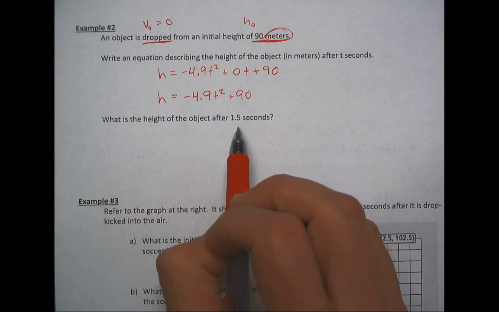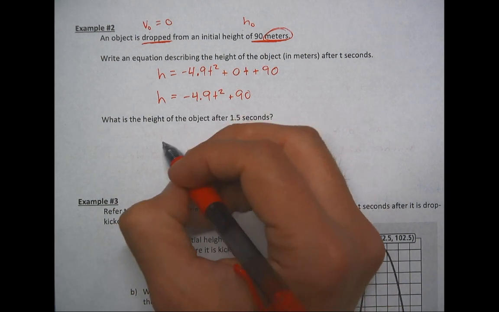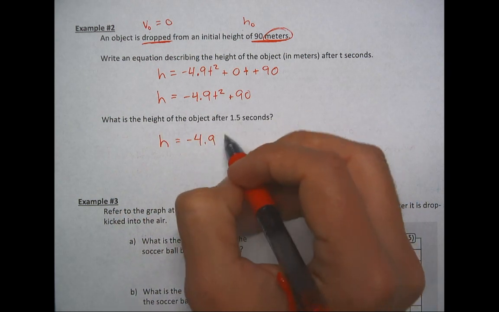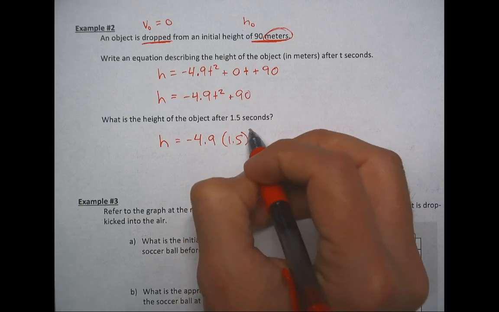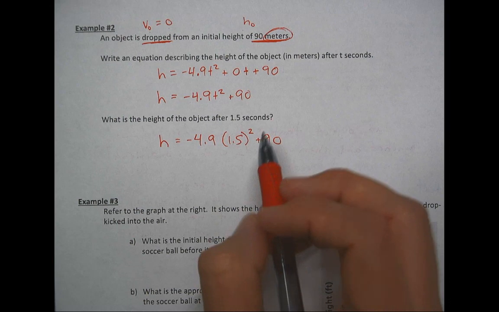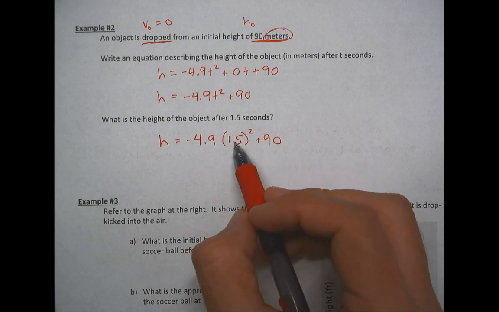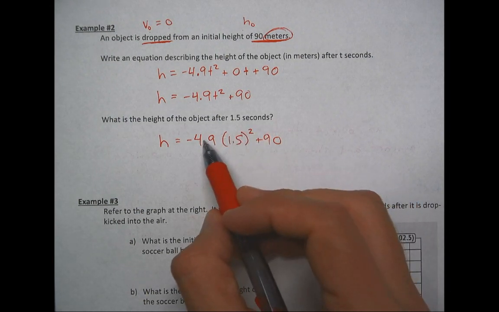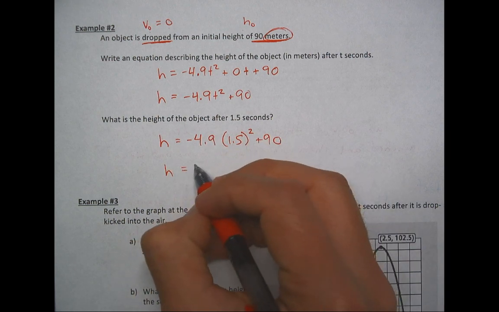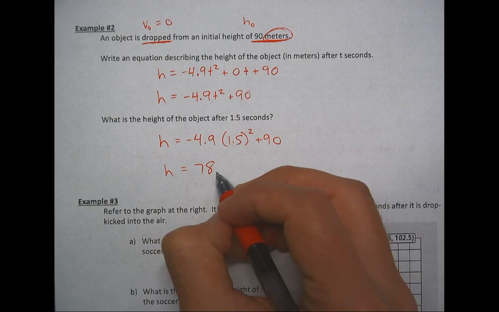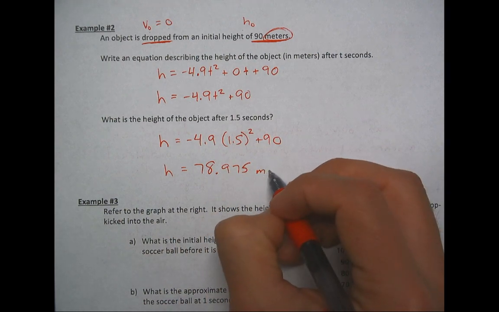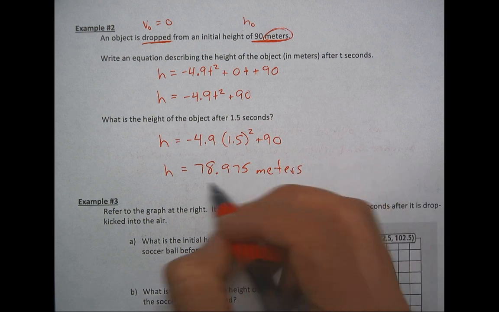What's the height of the object after 1.5 seconds? We're just going to go ahead and plug it in. So negative 4.9, t is going to be 1.5 squared, plus 90. Okay, you would run this in your calculator. You would do 1.5 squared. That number gets multiplied by negative 4.9. And then you add 90. I'm just going to go ahead and give you the answer. We know how to plug it in a calculator. Doesn't give us any rounding, so I'm going to write it out like this. And this is in meters, not feet.